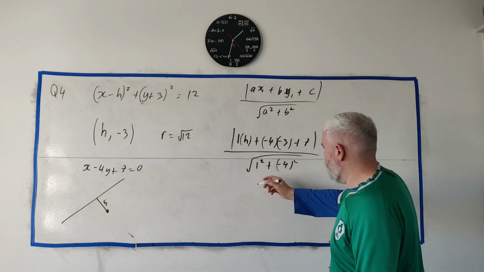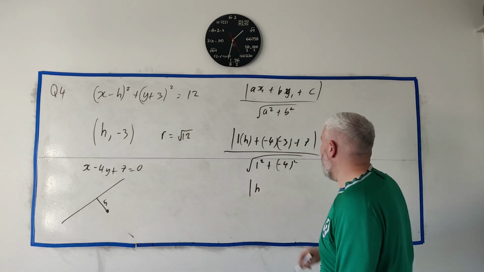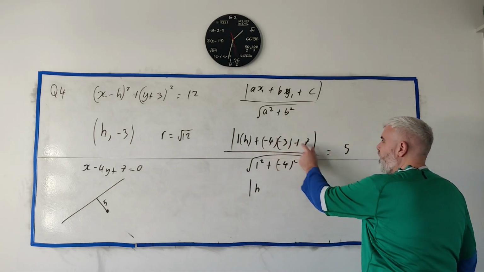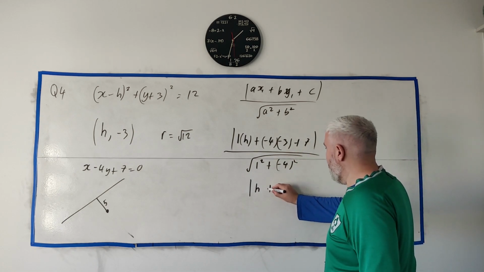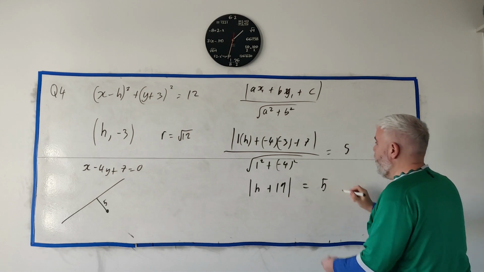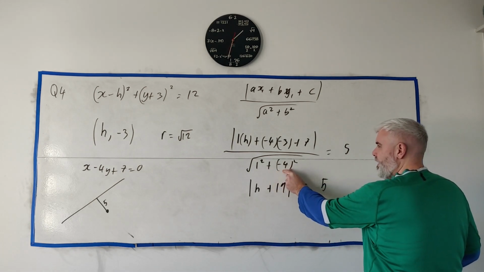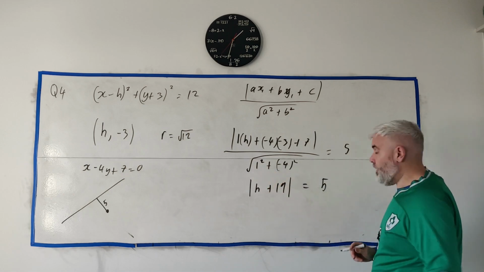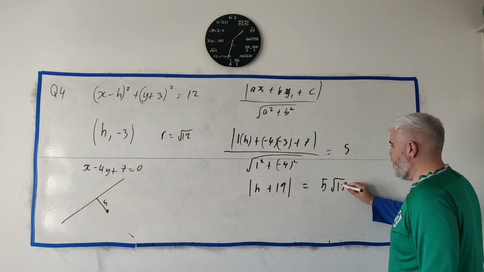So we clean all this up, we would get the absolute value of h plus, this is 12 plus 7, that's 19. The absolute value of h plus 19 is equal to 5, and then multiply by this. This is 16 plus 1, that's 17, so that's 5 square root of 17.